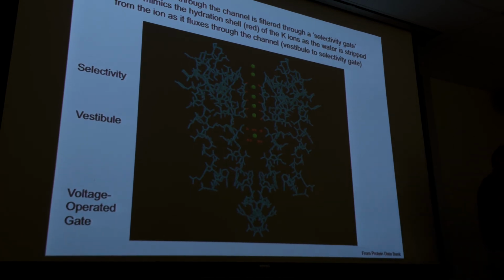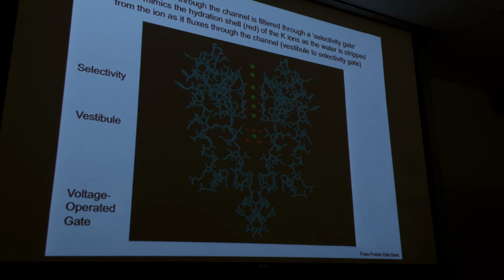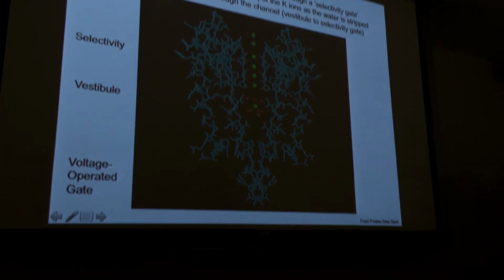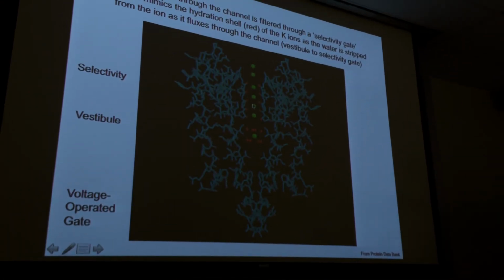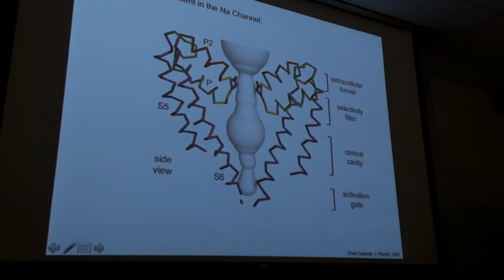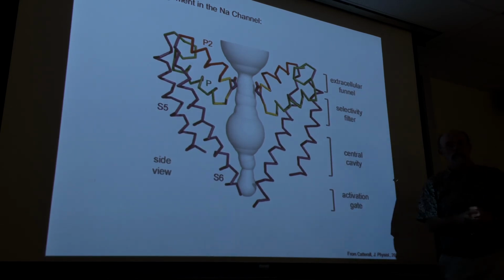So as soon as they get through the selectivity filter, even though they're in the plane of the membrane, there was this weird thing where there's this vestibule. So there's selectivity, the vestibule, and then the gate. Okay. And you saw it for both potassium and sodium. And it's still not completely clear why.